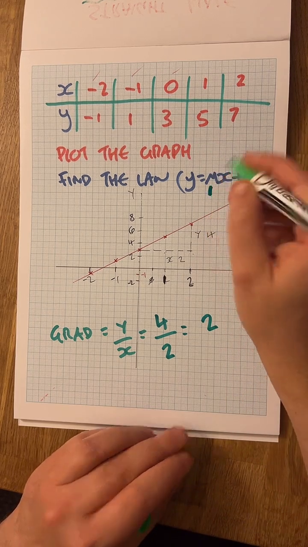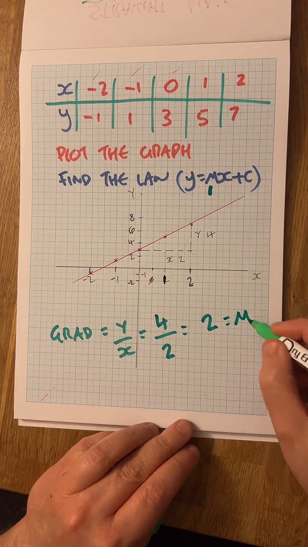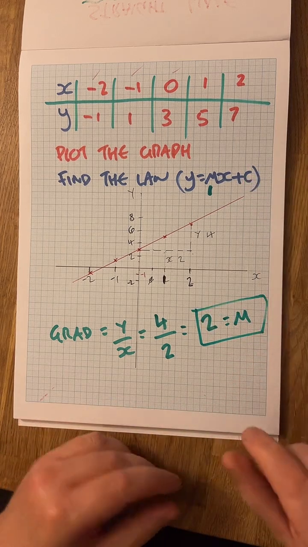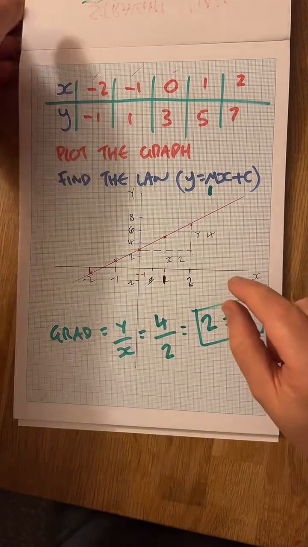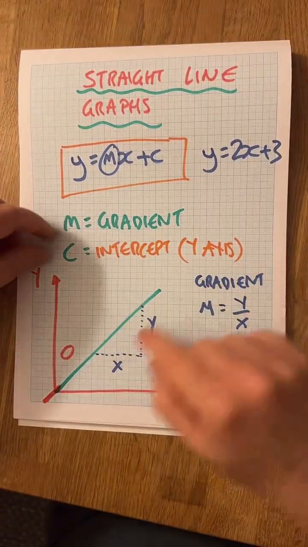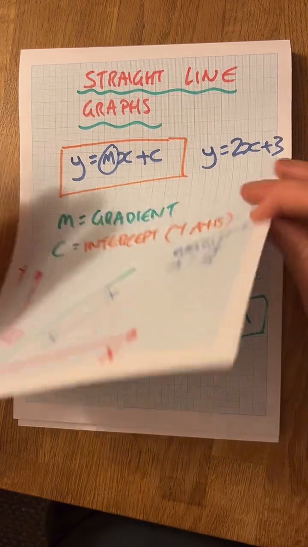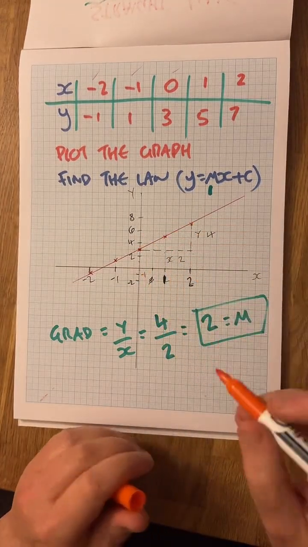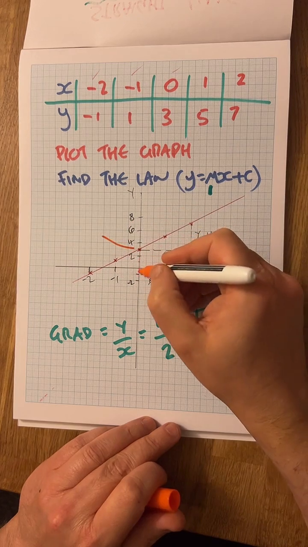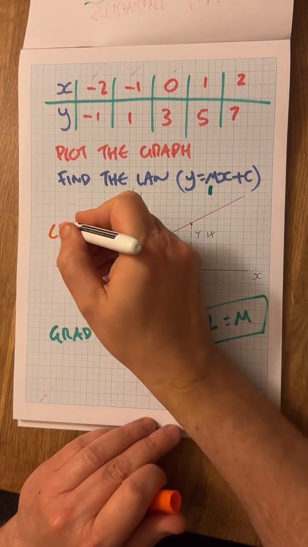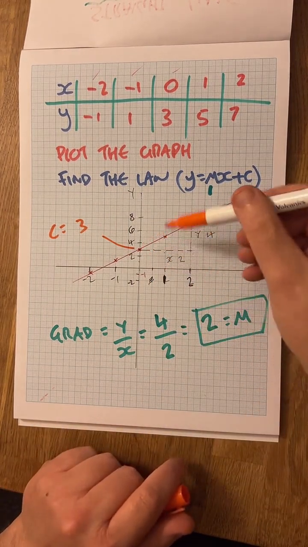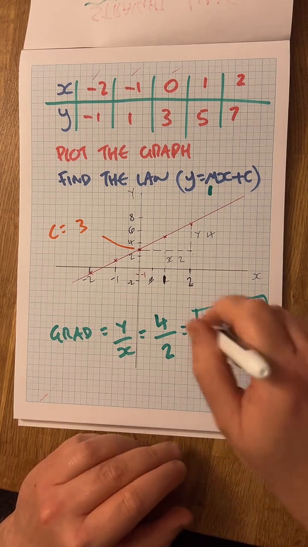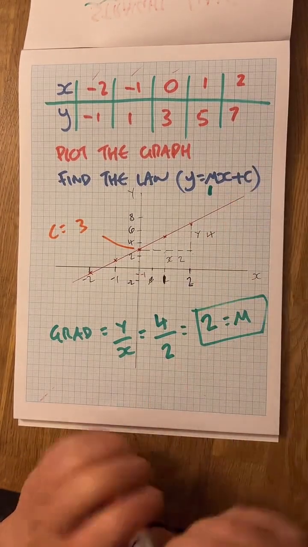Don't forget, M is the gradient. So M is 2. Easy as that. And then C is where this line crosses the Y-axis. On this one by here, look, it was 0. It's not always going to be 0. That's where it is, smack bang by there. Which is 1, 2, 3. So C is 3 because it crosses the Y-axis there. So I know that M is 2, which is the gradient, and the C value is 3, where it crosses the line.